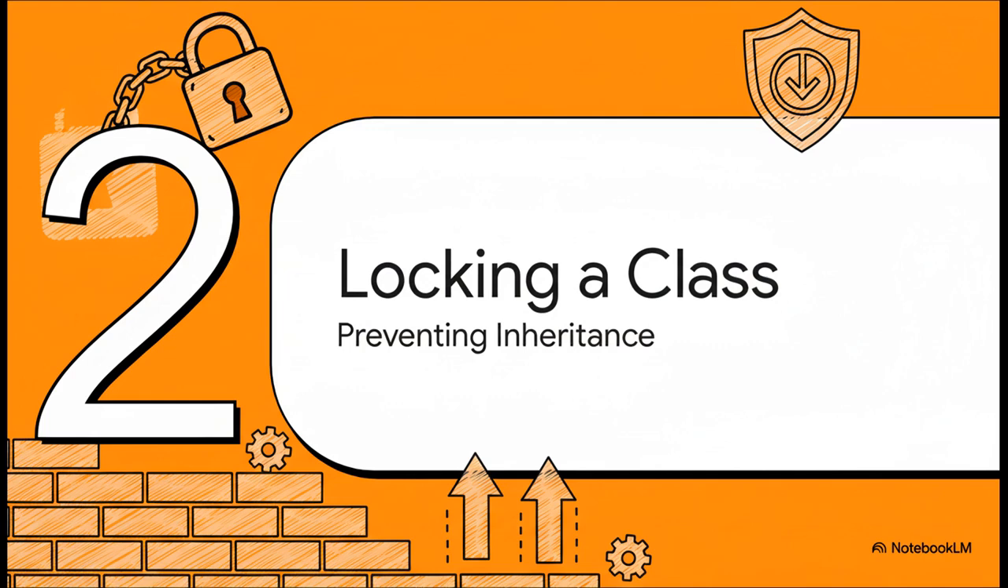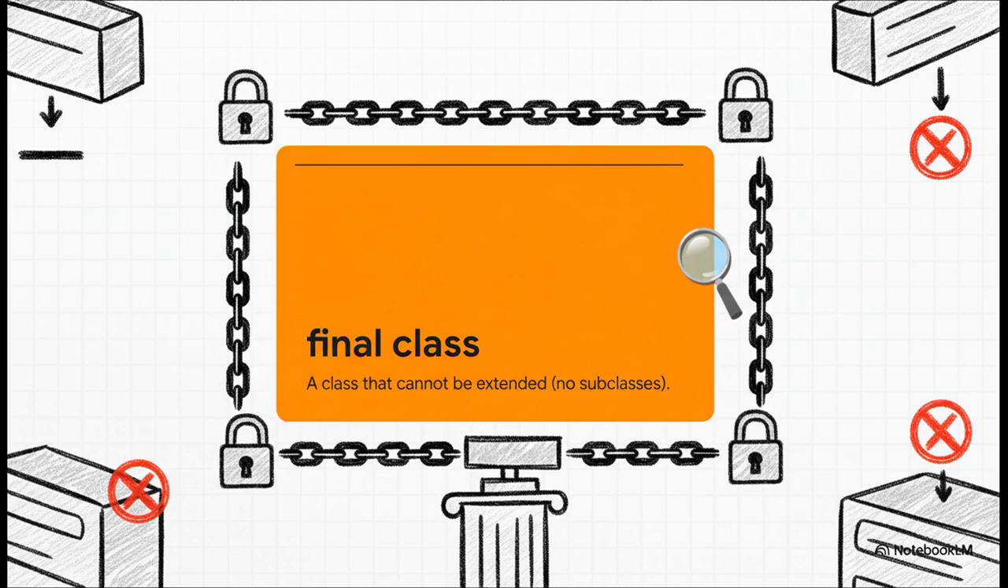Okay, so locking down one method is powerful, but what if that's not enough? What if you need to lock down the entire class and just say, nope, no one can inherit from this, period? That's where the final class comes into play. When you mark a whole class as final, you're putting up a giant do not extend sign. It completely shuts down inheritance for that class. It becomes a dead end in the hierarchy, a final word in your design.